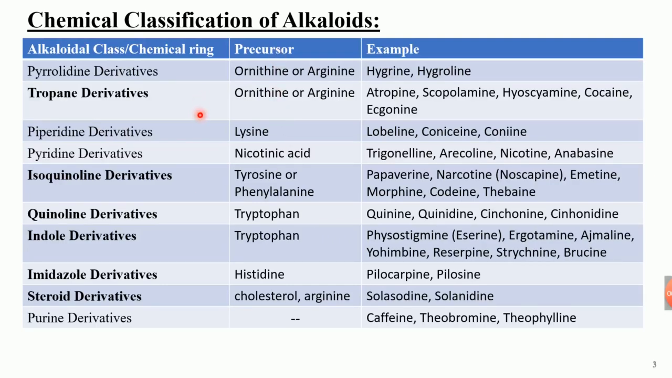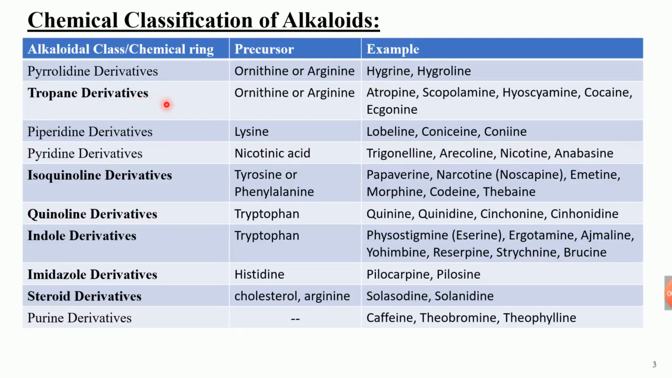This second column is the precursor amino acid, from which amino acid this class of alkaloid is produced or formed, and the third column is an example of that class. First is pyrrolidine derivative. They originate from ornithine or arginine amino acid. Examples are hygrine and hygrolin.